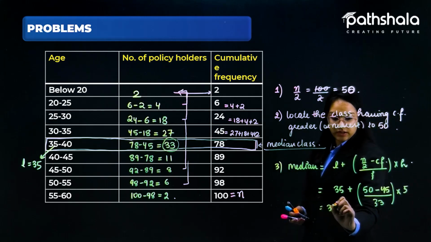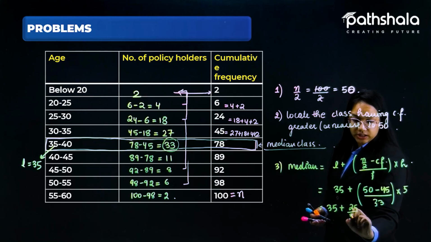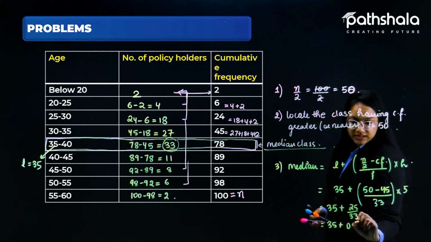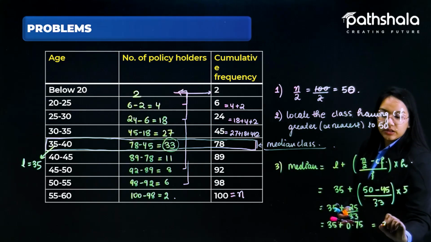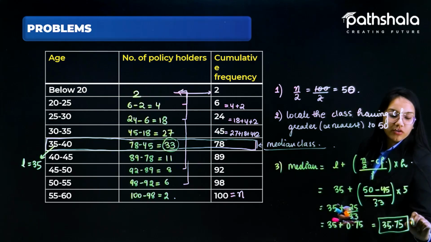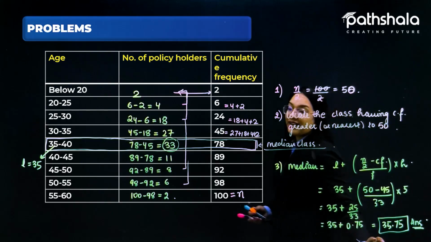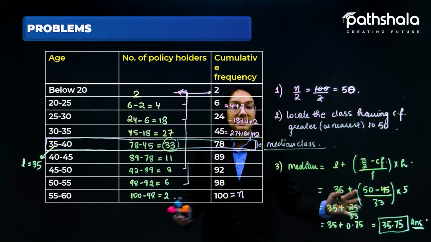So this is 35 plus 5 into 5, which is 25, divided by 33. If I take the approximate value of this as 0.75, this is 35.75, which is the median age of the question given to us, and this is our answer. So at the end, the median is equal to 35.75, and this is the answer for this question.